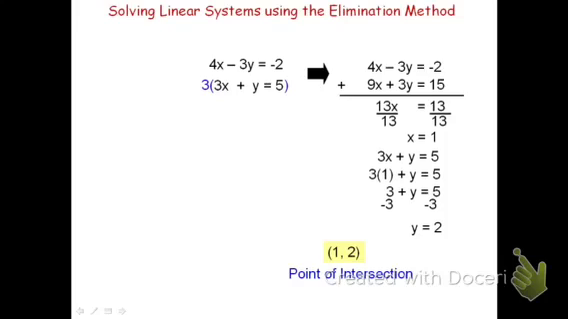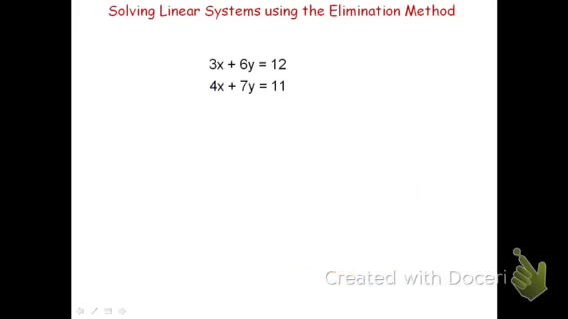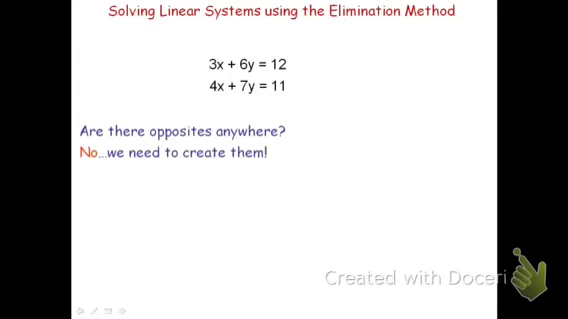Now let's take a look at another example. Here we have 3x plus 6y equals 12 and 4x plus 7y equals 11. Do we have opposites? No, we don't. So as we have no opposites, we need to create them. I'm going to look to cancel the x's. Here, 3x will not divide into 4x. 3x is not a factor of 4x. And 6y is not a factor of 7y.